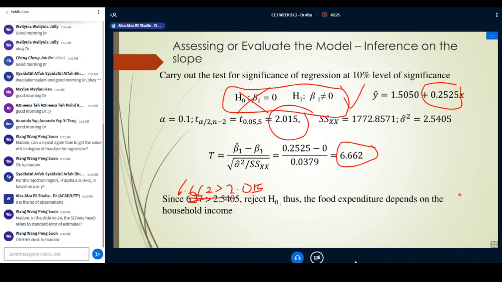So I see that the food expenditure depends on the household income. So this is my conclusion: that the food expenditure, the Y, is actually depending on the household income. But that is not enough. I need to carry out the ANOVA. So I'll do the ANOVA.